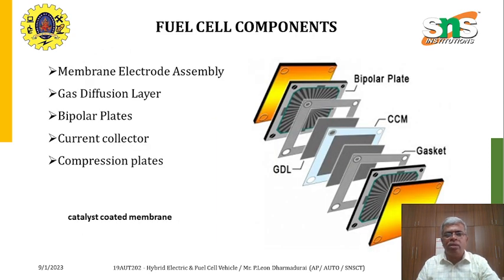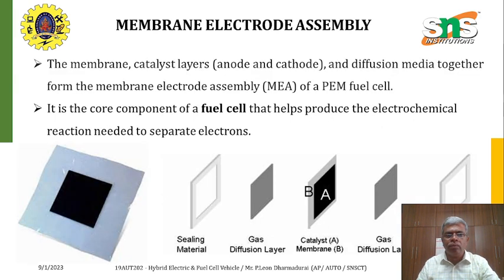So generally the fuel cell components are the membrane electrode assembly, gas diffusion layer, bipolar plates, current collector, and compression plate. These are the key components in the fuel cell. Here the membrane electrode assembly is a key component because the membrane, catalyst, anode and cathode plates, and diffusion media are together merged with the electrode, and that is called MEA.